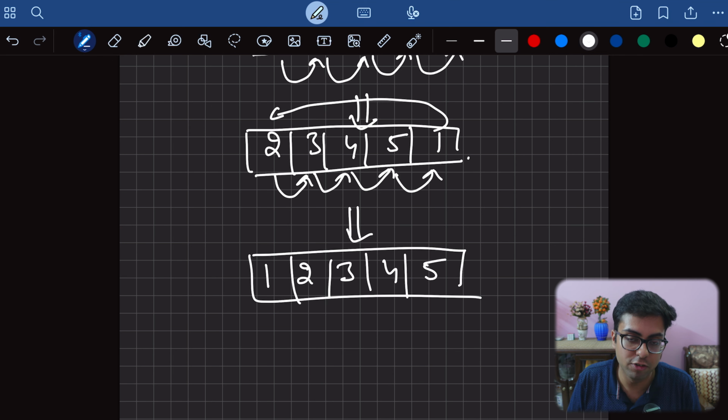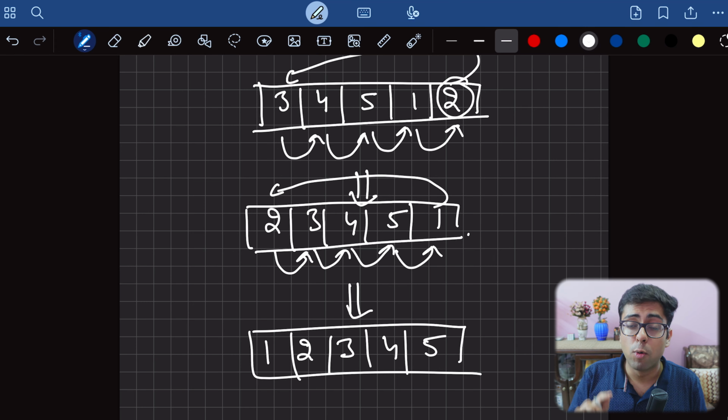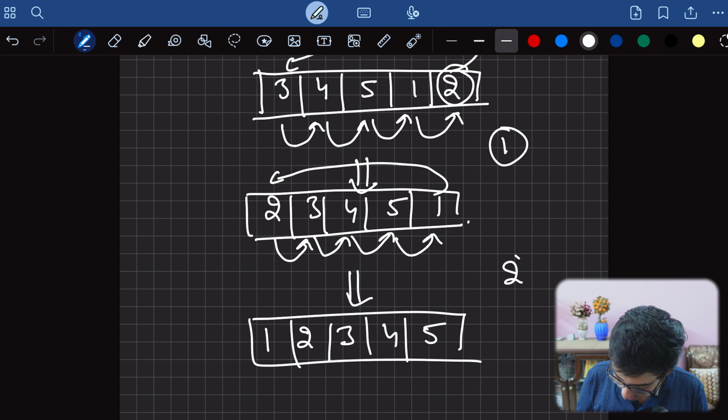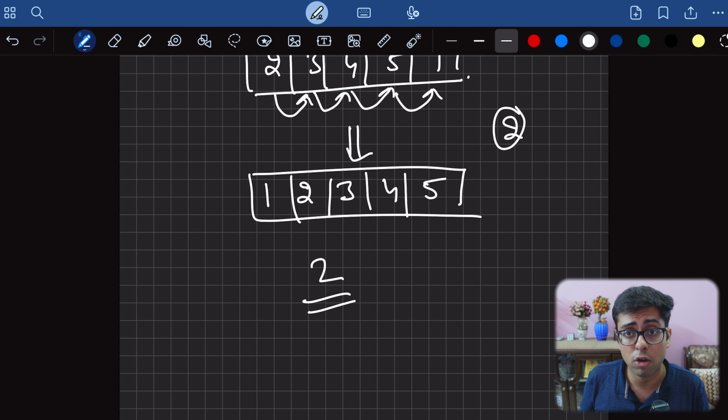As you can see, it is sorted. That's what the question wants us to do. It wants us to find the minimum number of iterations, basically the minimum number of right shifts. I'm saying one right shift operation equals one iteration required to sort the array. So how many iterations is this? This is one iteration and this is the second iteration. So in two iterations, two is your answer, ladies and gentlemen, to solve this question.